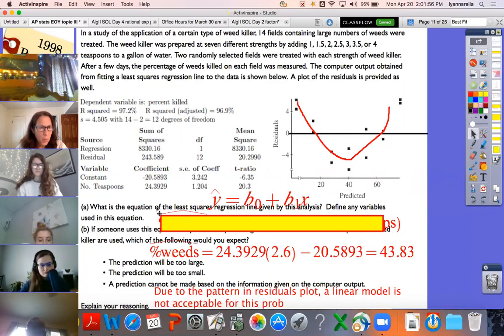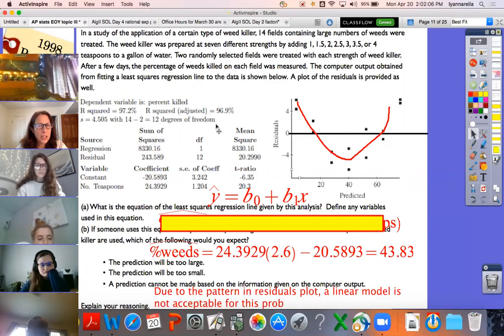So what is the equation of the least squares regression line given by this analysis? Look up in the Minitab and just call it out to me. And don't forget to use actual words. So we're going to say percent killed is the dependent variable, and number of teaspoons is the explanatory variable. So the y hat is always the dependent variable. Start with that.